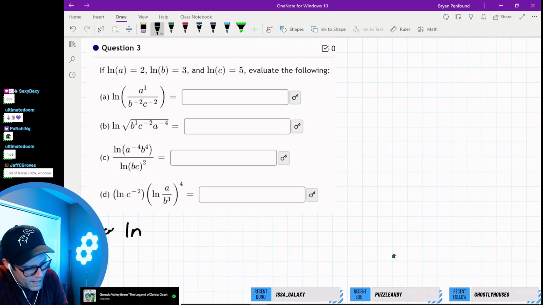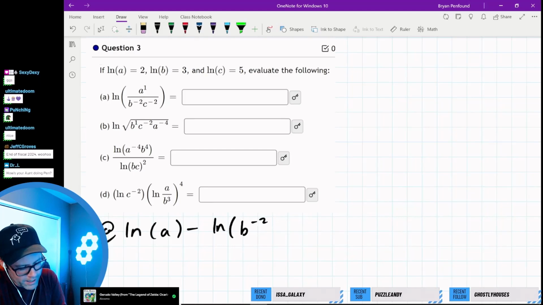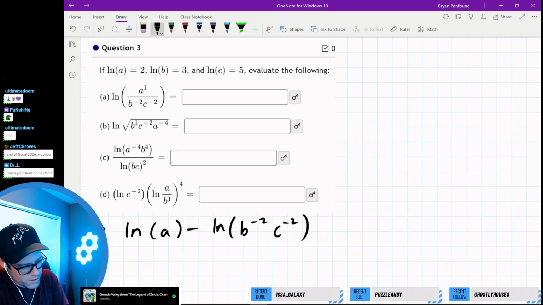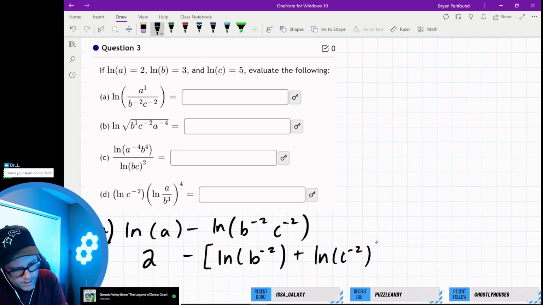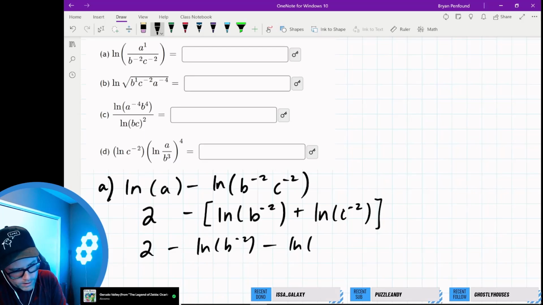Okay, so for part A, this is ln of a minus ln of b to the negative 2, c to the negative 2. So we can subtract right away. We know that ln a is equal to 2, so we can get that one right away. We need to, I guess, add these. So ln a is 2, and then we should get ln b to the negative 2. I guess it's technically plus ln c to the negative 2, but I am going to need to put this in brackets. So we get 2 minus ln b to the negative 2 minus ln c to the negative 2.